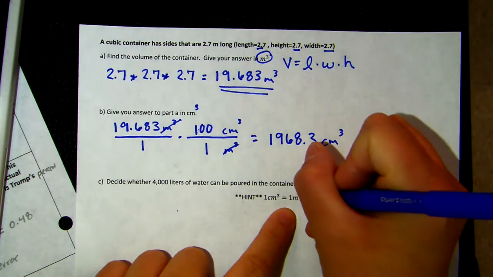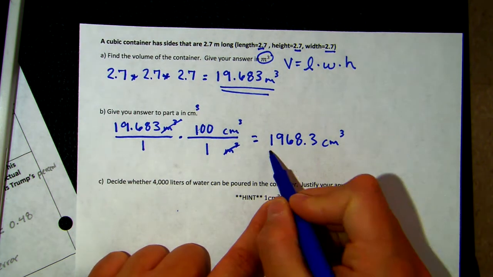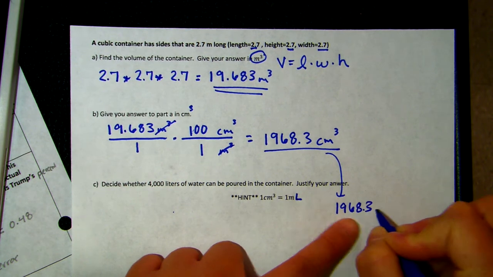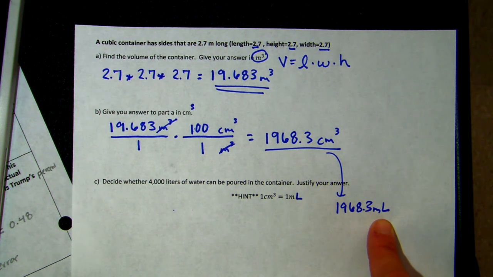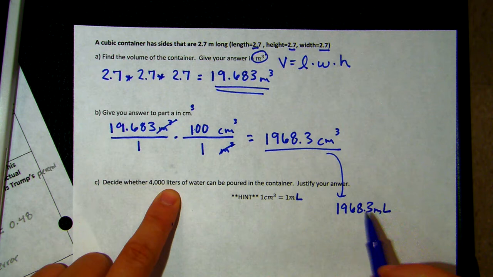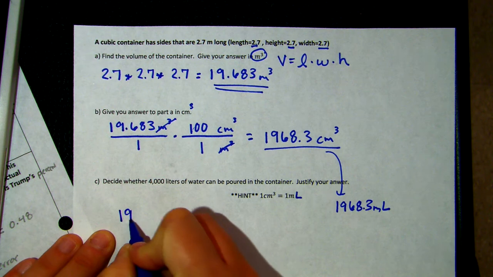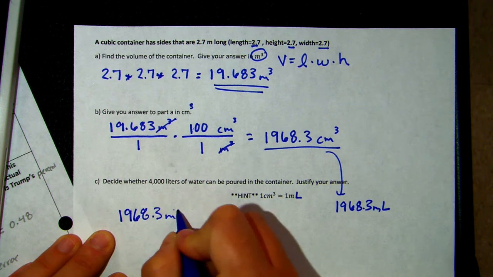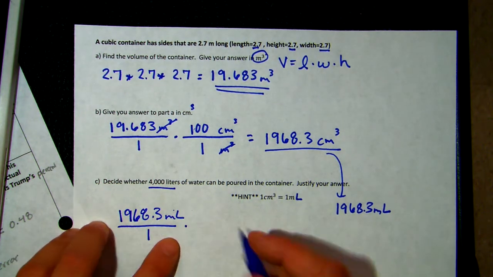Okay? Now, it says decide whether 4,000 liters of water can be poured into a container. Justify your answer. And this should say milliliters here. So I know that centimeters cubed equals 1 milliliter. So the first thing that I'm going to do is rewrite this as 1968.3 milliliters. Because I know I can compare milliliters and liters. Okay? So what I'm going to do next, I need to compare this to liters. So what I want to do is convert milliliters to liters. So again, I'm going to start with what I'm given over 1. 1968.3 milliliters over 1.